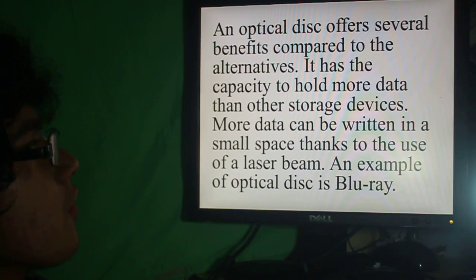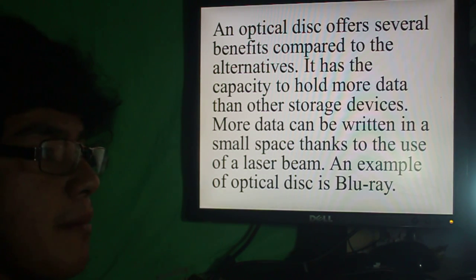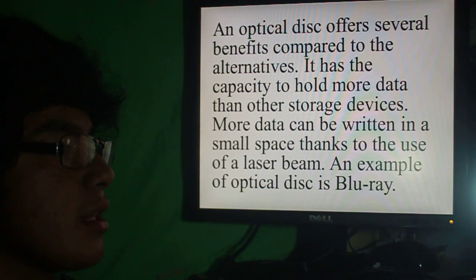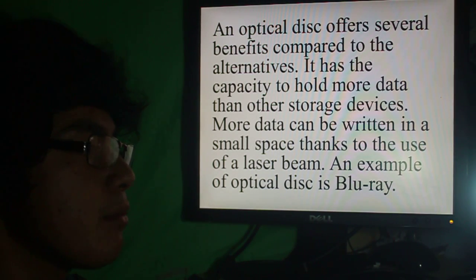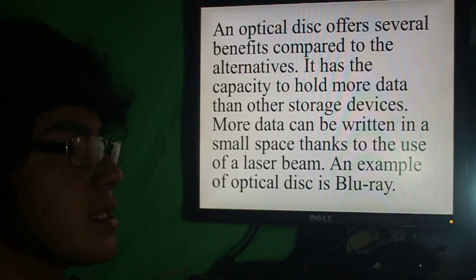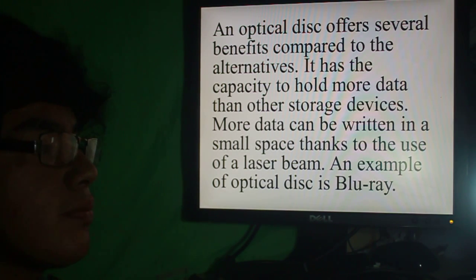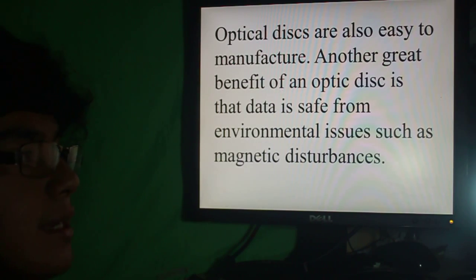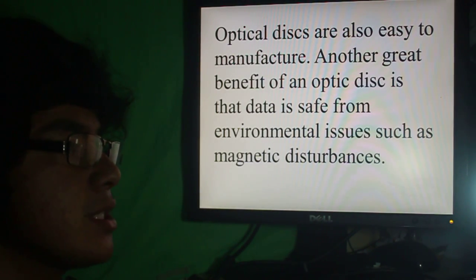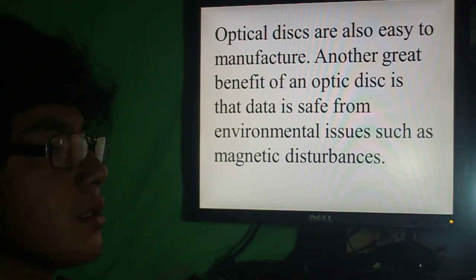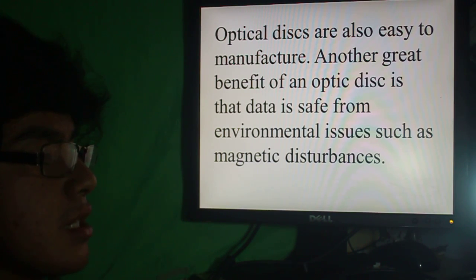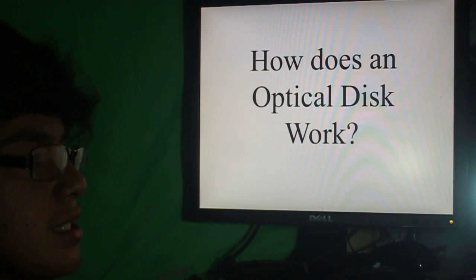An optical disk offers several benefits compared to the alternatives. It has the capacity to hold more data than other storage devices. More data can be written in small space thanks to the use of the laser beam. An example of optical disk is the Blu-ray. Optical disks are also easy to manufacture. Another great benefit of optical disk is the data is safe from environmental issues such as magnetic disturbances.